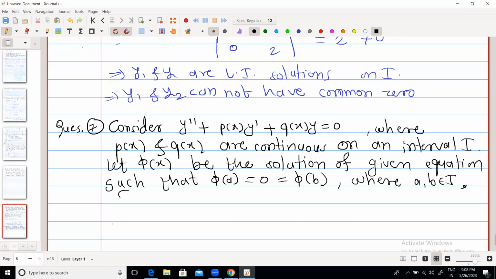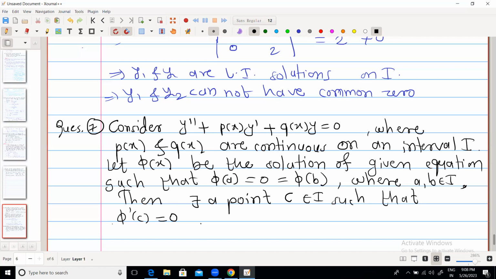Okay, then there exists a point c belongs to I such that phi dash of c is 0. ओके, तर हे आपल्याला प्रूव्ह करायचंय. काय काय सांगितलेलं आहे, सेकंड ऑर्डर डिफरन्शियल इक्वेशन दिलेलं आहे होमोजिनियस. ओके, p of x, q of x कंटिन्युअस आहेत I वरती. आणि phi of x be the solution of given equation such that phi of a is 0 is equal to phi of b where a, b belongs to I. Then we have to prove that there exists a point c belongs to I such that phi dash of c is 0. आता हे कशावरून प्रूव्ह करता येईल, कोण सांगेल?